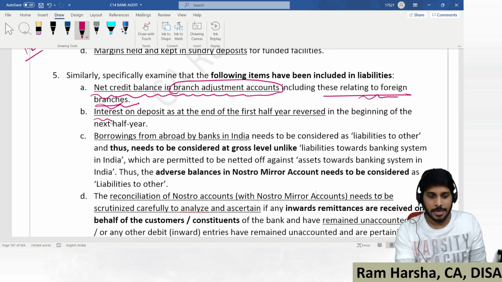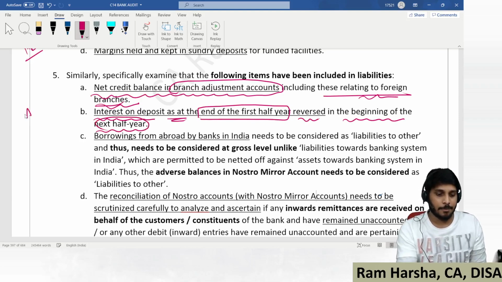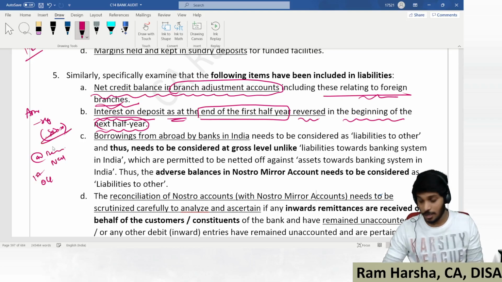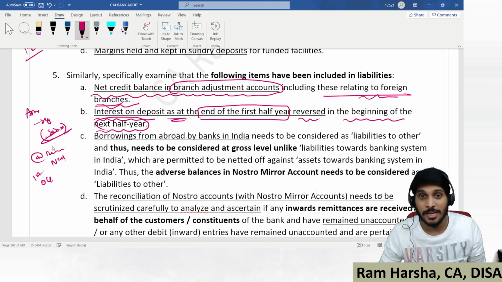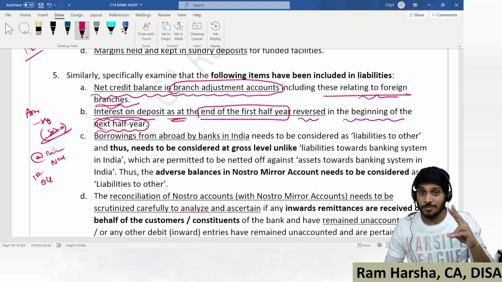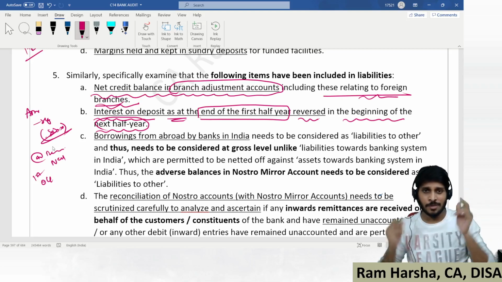Next, interest on deposits as at the end of the first half year reversed in the beginning of the next half year. April to September, some interest amount is there. It is reversed at the beginning of the next half year, on October 1st. What is reversed? Here they have not mentioned the point clearly. You would have heard of two terms: interest accrued but not due, and interest accrued and due.